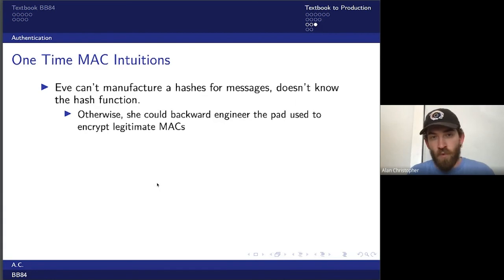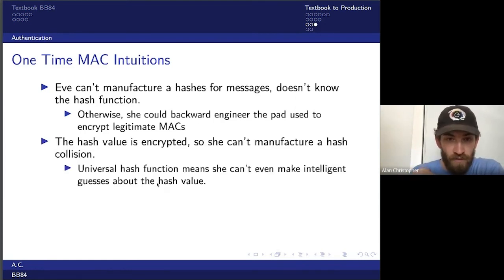Okay, why does a one-time MAC work? The core piece here, there are really two things. First, Eve doesn't even know the hash that's being used for the messages. We didn't just announce a seed to use to select our hash function. We used a secret, and this is really important because if Eve can manufacture hashes, she can take a message that has a one-time MAC attached. She can compute the tag, XOR it with that MAC, and now she gets the one-time pad out, and she can use that one-time pad on another message which she has computed from scratch. So Eve can't do that, thankfully, because she doesn't know what the hash is.